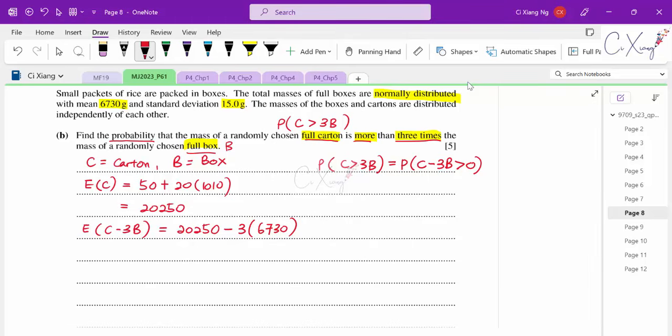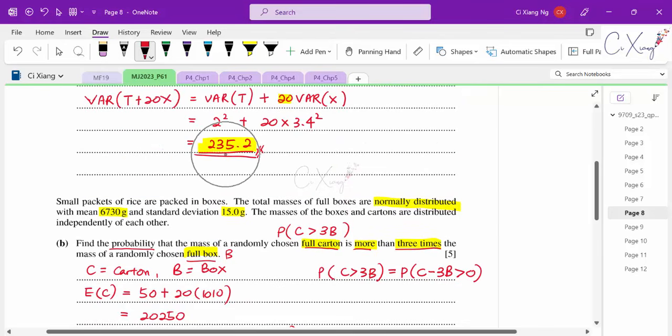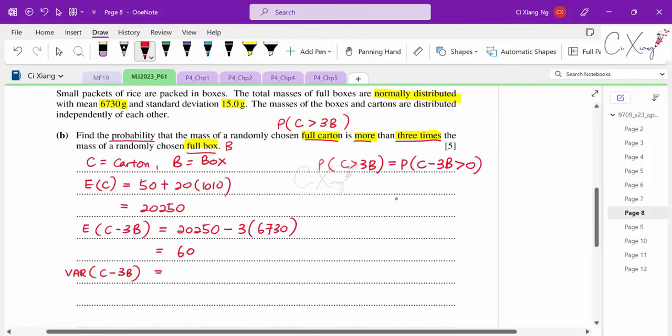Okay, so from here I get the mean. So what is the mean for this case? The mean should be equal to 60 if I don't make any careless mistake here. And after that, to calculate the variance for C minus 3B, again, I need to have the variance of C. So what is the variance for the carton? We already calculated it just now in part 1. The variance for the carton is 235.2. Okay, so it will be 235.2.